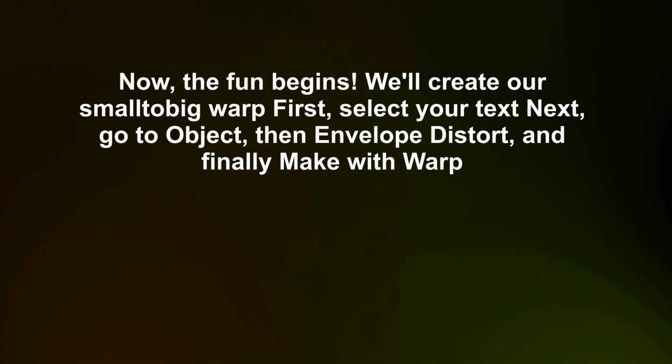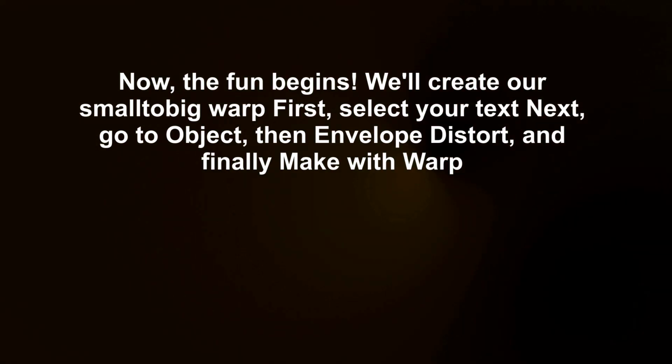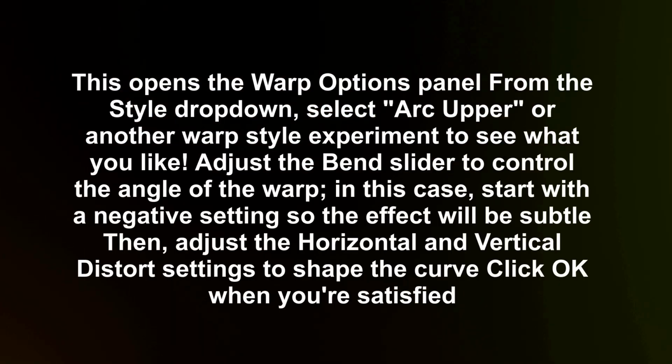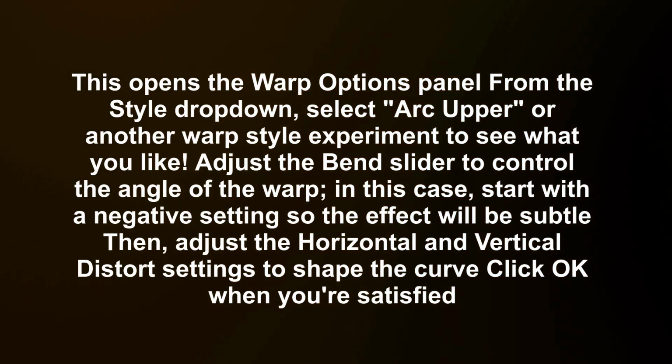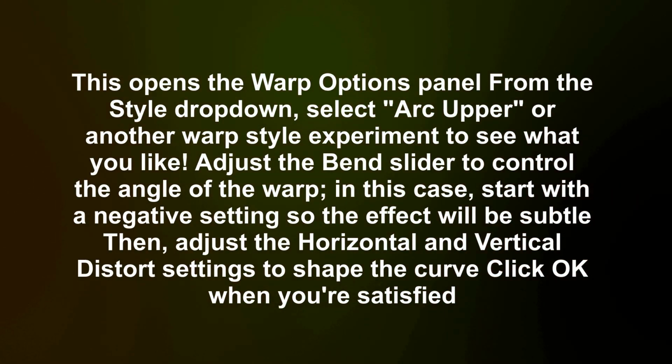Select your text next. Go to Object, then Envelope, Distort, and finally Make with Warp. This opens the Warp Options panel from the Style drop-down. Select Arc Upper or another warp style. Experiment to see what you like.